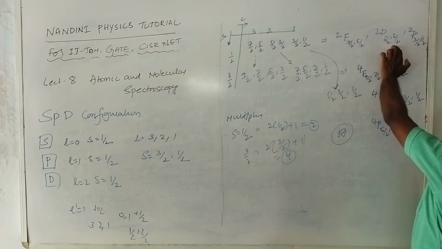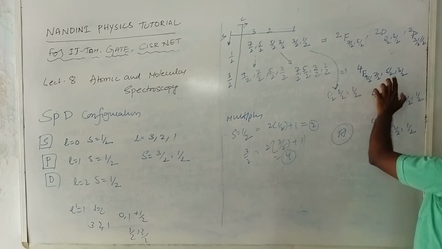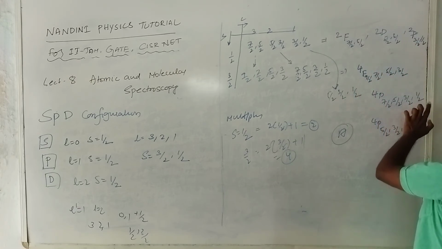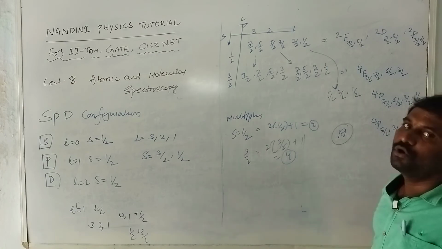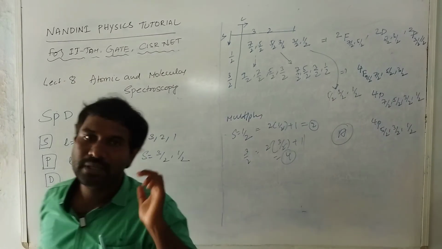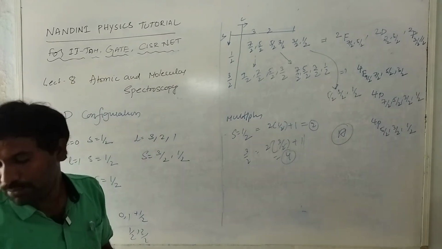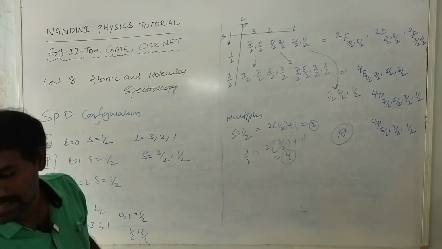So 1, 2, 3, 4, 5, 6, 7, 8, 9, 10, 11, 12, 13, 14, 15, 16, 17. So total 17 possible ways it will be splitting. Okay. So this is about the non-equivalent case.